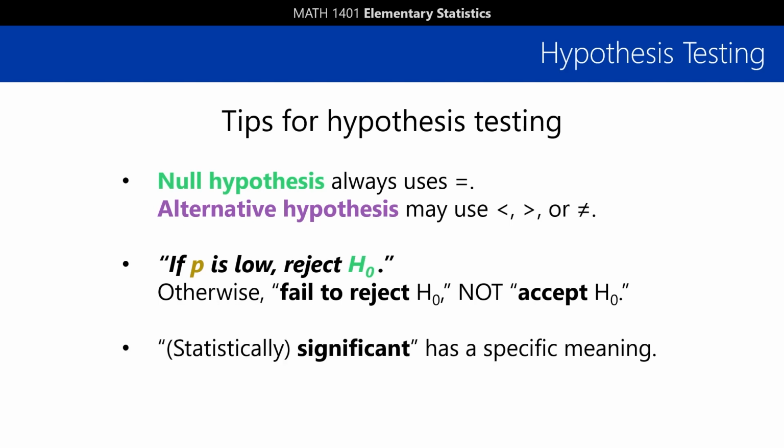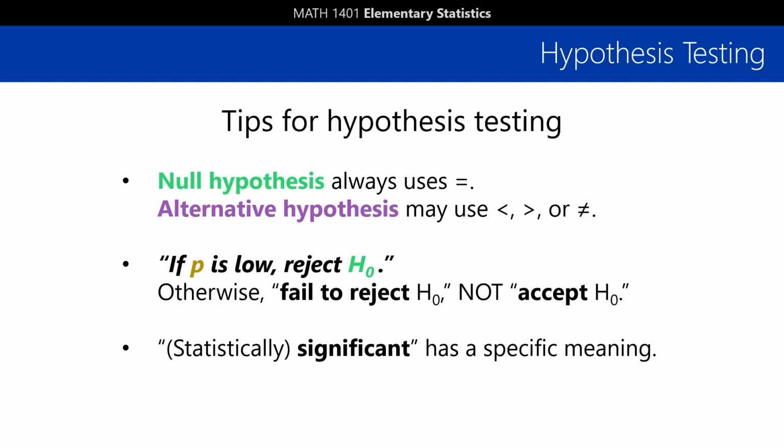Next, a note about the word significant in statistics. When we say that we have significant evidence, we're not just saying that we have a lot of evidence or important evidence. Rather, significant specifically means statistically significant. That is, we got a p-value that was less than our significance level, alpha.